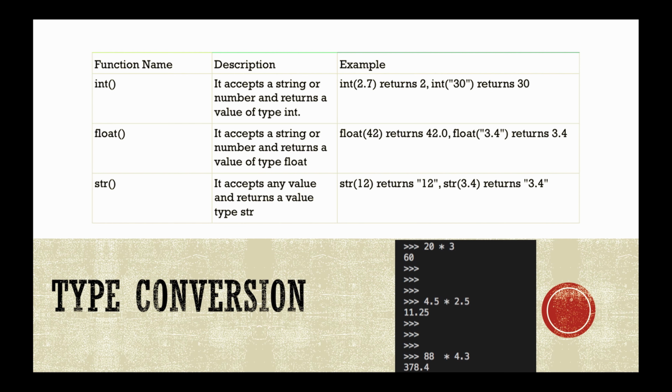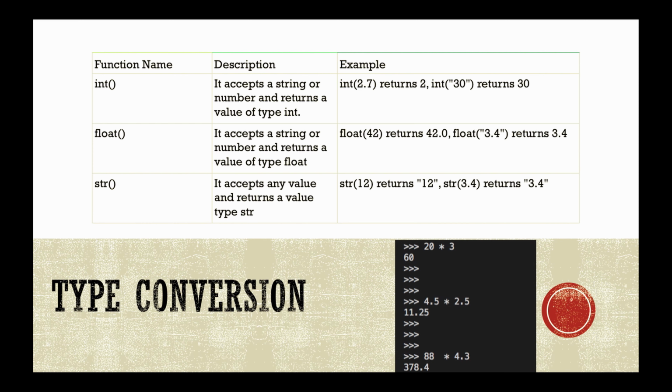When one operand is of type float and the other is of type int, then the result will always be of type float. In such cases, the Python interpreter automatically converts the int value to float temporarily, then performs the calculation. This process is known as type conversion. So in the last expression that we see, 88 times 4.3, the 88 is converted to 88.0, and then the multiplication is carried out.